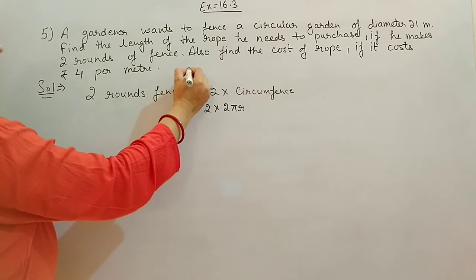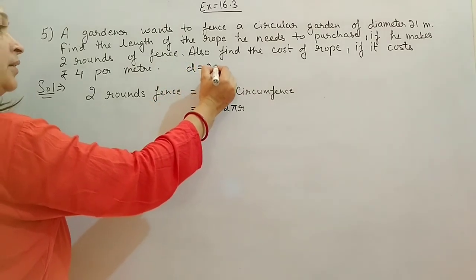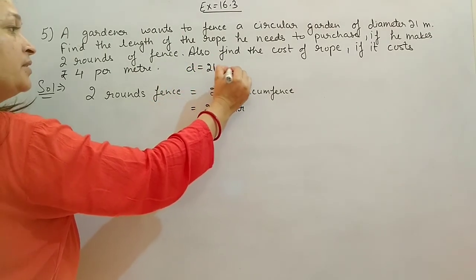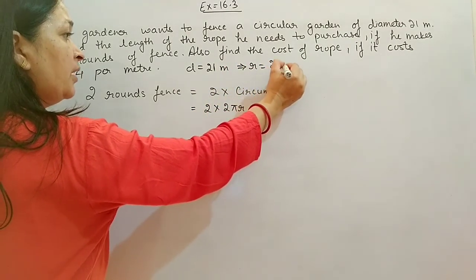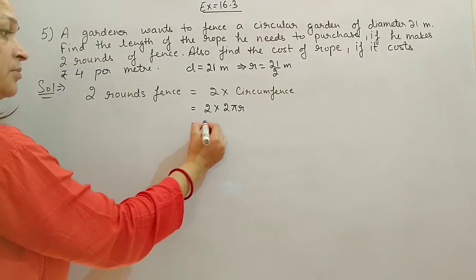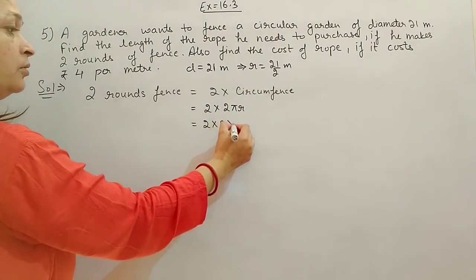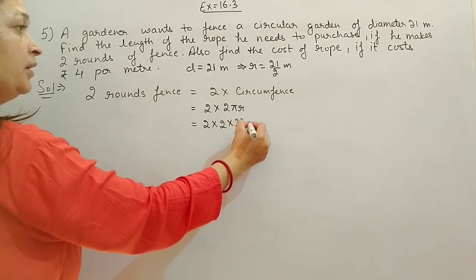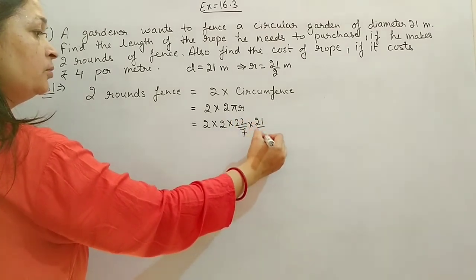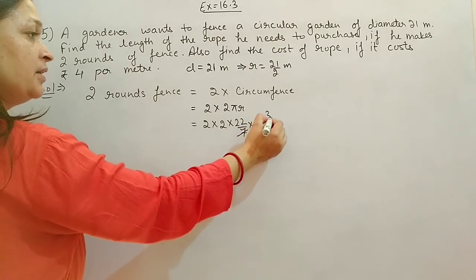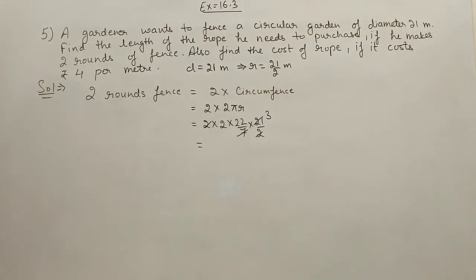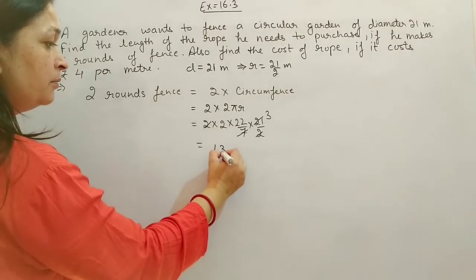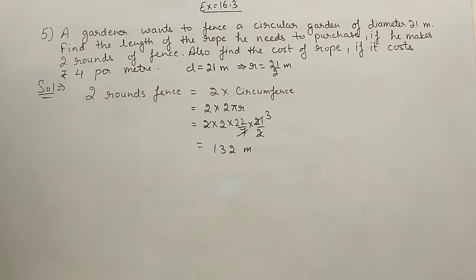The circumference formula is 2 pi r. Here diameter is given 21 meter. So radius will be 21/2 meter, half of diameter. So substitute values here: 2 into 2, 22/7 into 21/2. You can cancel 7 3s and 1 2 also, and multiply it. You get 132 meter. So we need 132 meter of rope here.